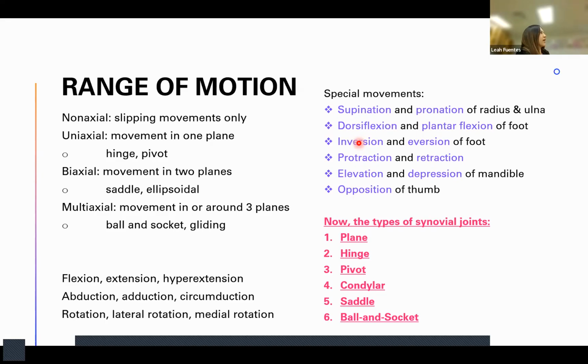And then we get into the types of synovial joints. We have plane, hinge, pivot, condylar, saddle, and ball and socket. Plane joints have articular flat surfaces and they glide past each other. Some examples of these are between your tarsals and carpal bones. And then we have hinge joints. These are a convex projection that fits into a concave surface. An example of this is the elbow, the ulna fitting into the humerus, and then also your knee.